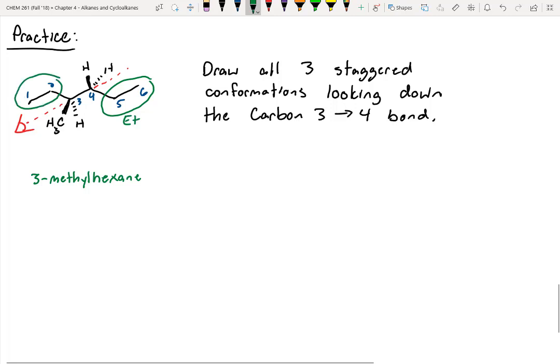Same thing with this one. That's coming off of carbon 3. So we can abbreviate that ET. So use abbreviations as needed to help simplify your drawings. And then conversely, you could abbreviate this one ME if you want to for a methyl group.